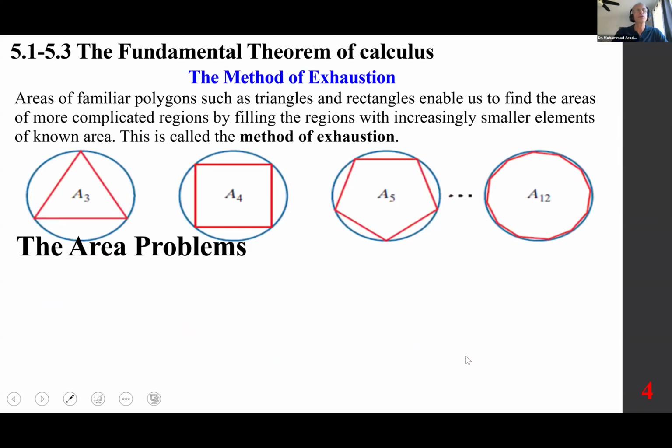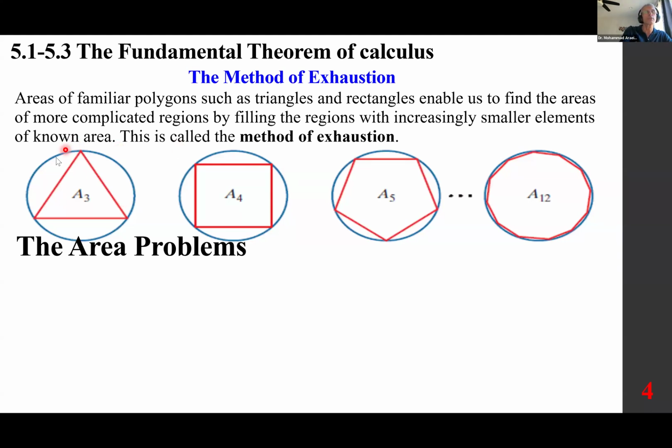Now, 5.1 to 5.3, the fundamental theorem of calculus, the method of exhaustion. Areas of a familiar polygon, such as triangles and rectangles, enable us to find the areas of more complicated regions by filling the region with increasingly smaller elements of known area. This is called the method of exhaustion.